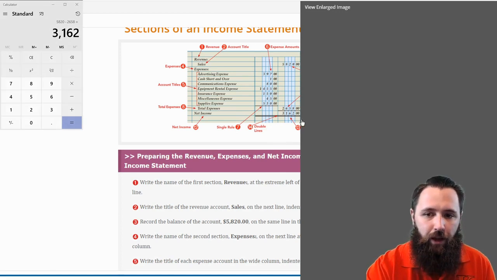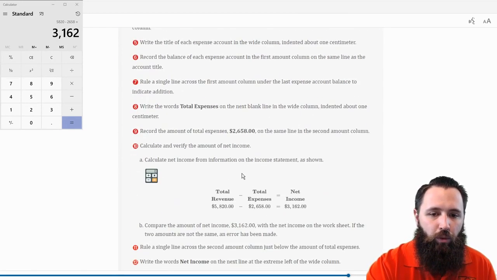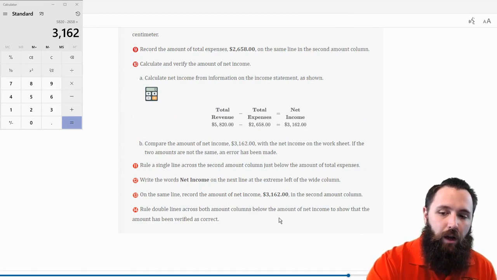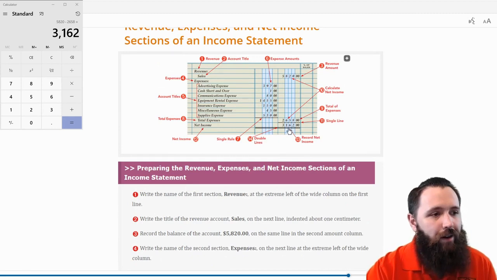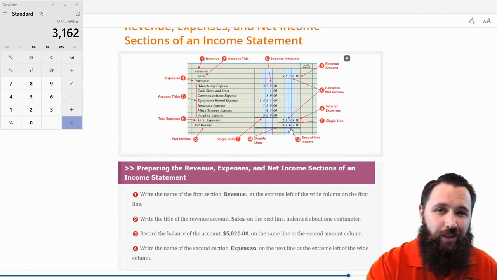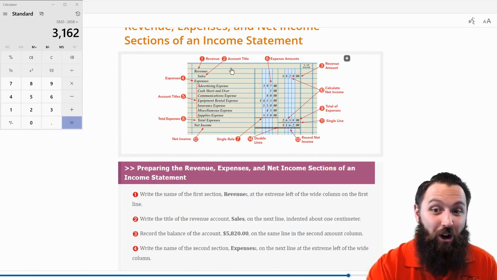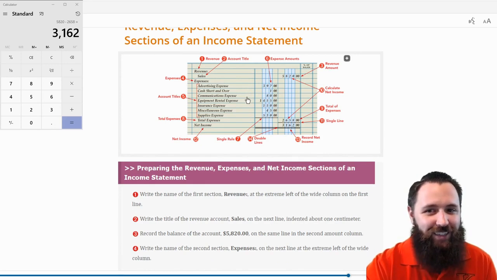Okay, and then you look at the last couple steps. We recorded that net income, and we're also going to rule double lines across both columns to show that the amount has been verified as correct. Now, how can we verify that this amount is correct? We could probably go back to our worksheet and check it, right? Because this is all the information that we had on our worksheet. It's the exact same thing, okay?